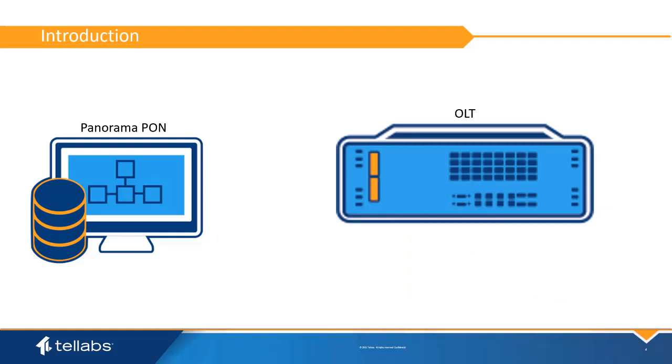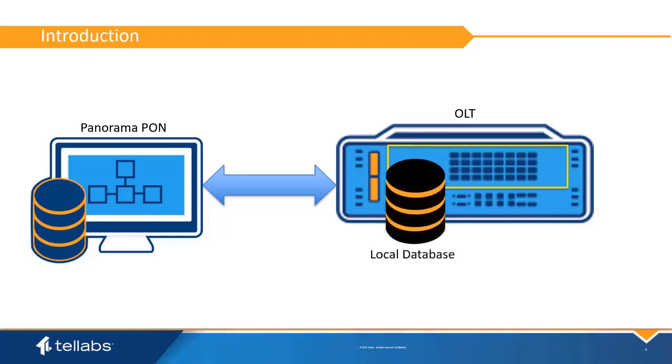The OLT must be added into Panorama EMS before services can be configured. Once communication has been established, the OLT's PON cards will be provisioned and activated for configuration. All configuration of the OLT is saved in the local database and retained even if the OLT is removed from the EMS.